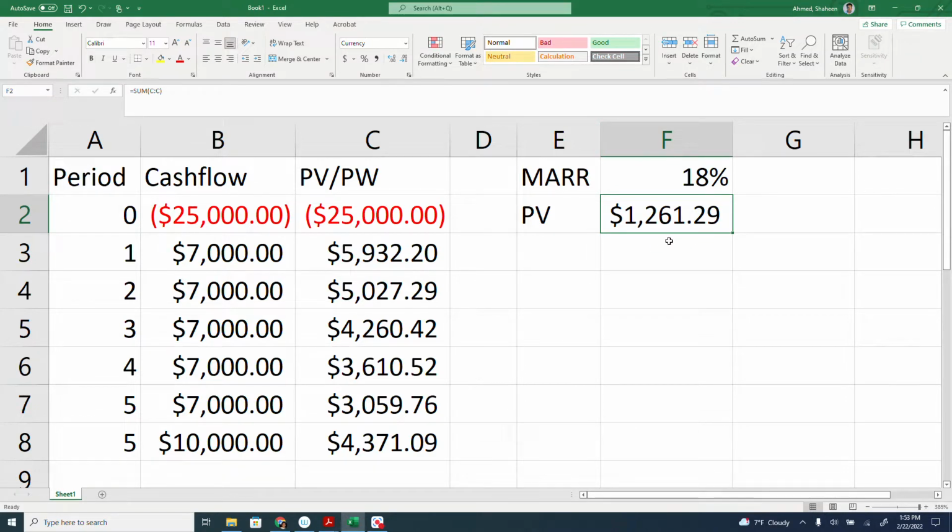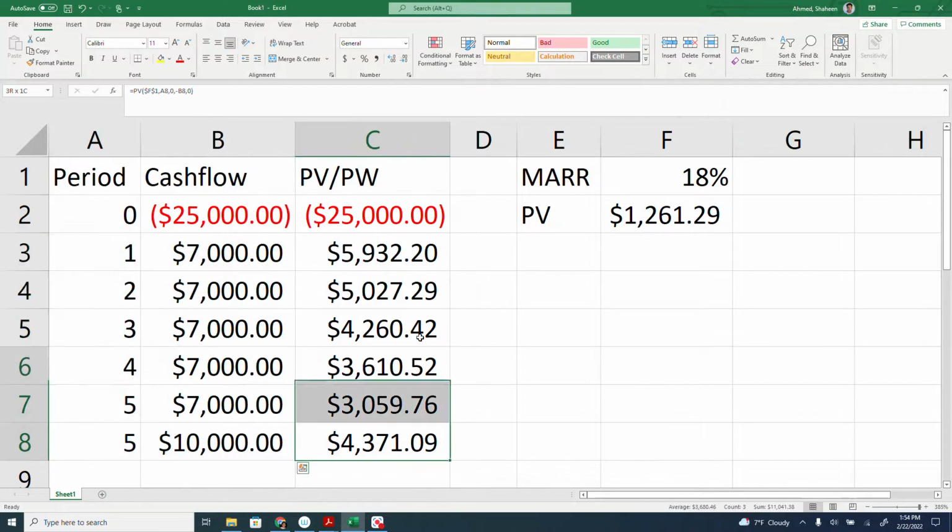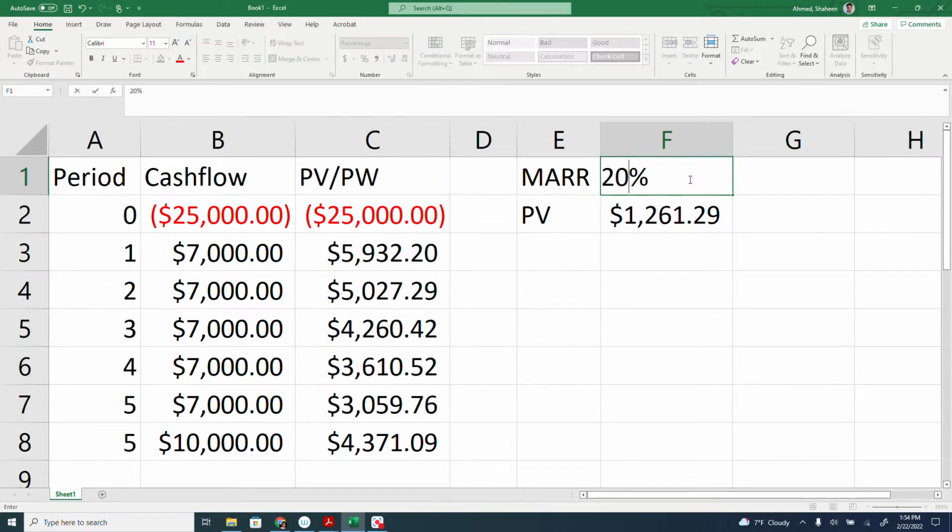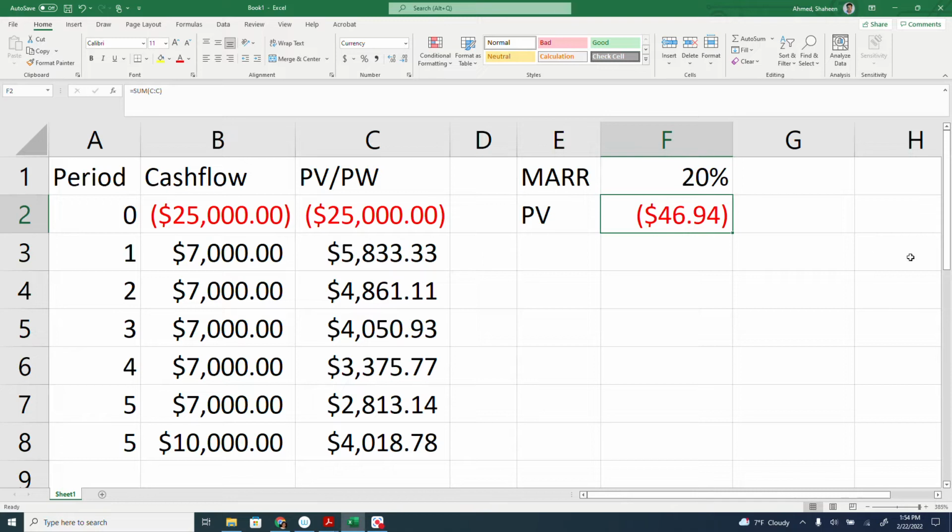So if the present value is positive, for all this cash flow after you convert it to the present value, then you say, yes, we're going to invest in this project. If it's a negative value, then you say, no, we're not going to invest in this project. That is basically the present value analysis for evaluating a single project.